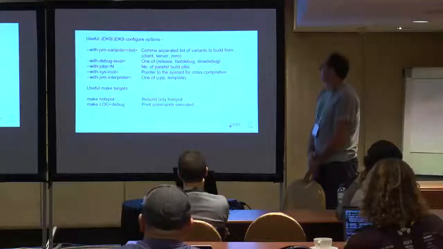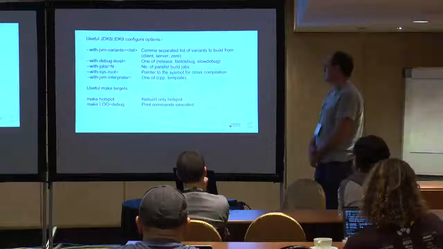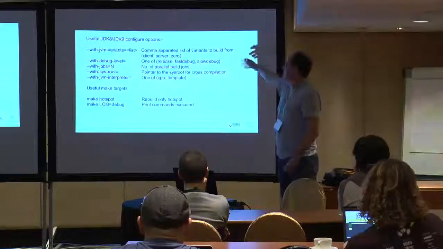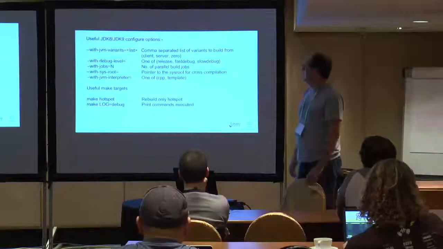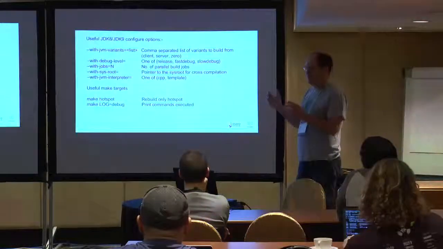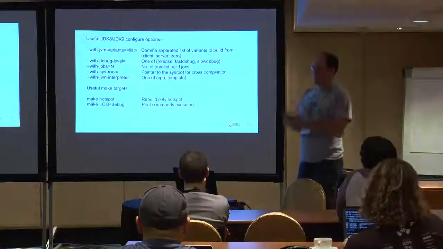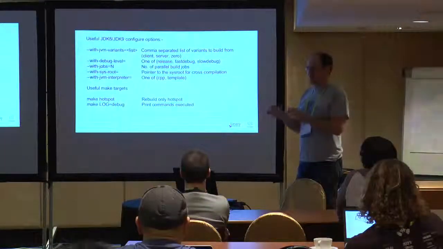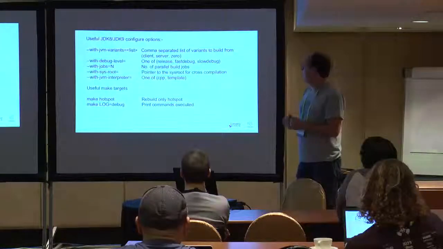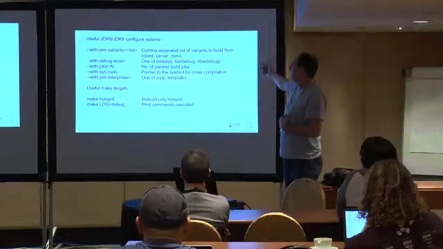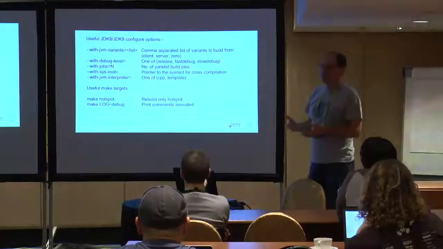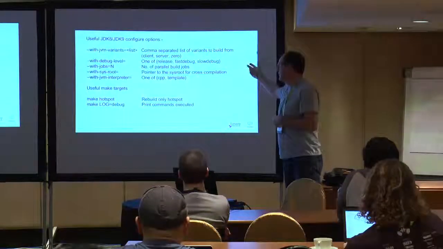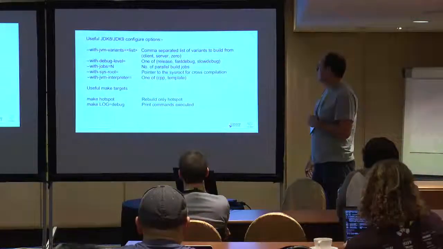JDK 9 configure options are again different, so it's a bit of a pain moving between them. You can specify what you want to build, and you can specify a comma-separated list. So if you specify client,server, it will build both client and server and merge them together into a single package, so that you can then just run java -client or java -server. Specify your debug level: release, fast debug. Fast debug just means it has the assert statements in, but it's still compiled -O3. Slow debug has all the asserts and debugging aids, but it's also compiled -O0.